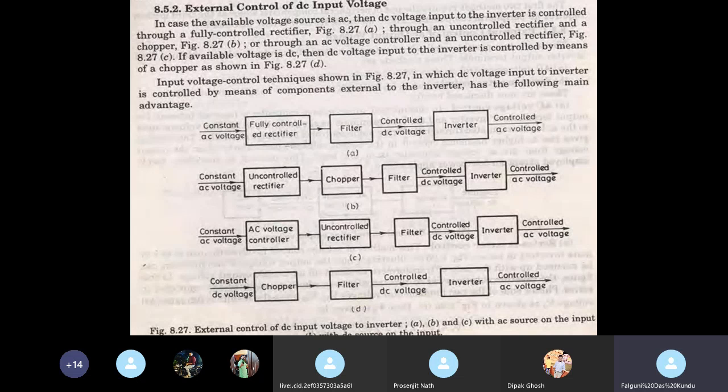Okay, but it has some disadvantages. The number of power converters used for the control of the inverter output voltage varies from 2 to 3. So in the first case we see that 2 power electronics devices are used extra, that means a fully controlled rectifier and a filter. So it results in more losses and reduces the efficiency of the entire scheme.